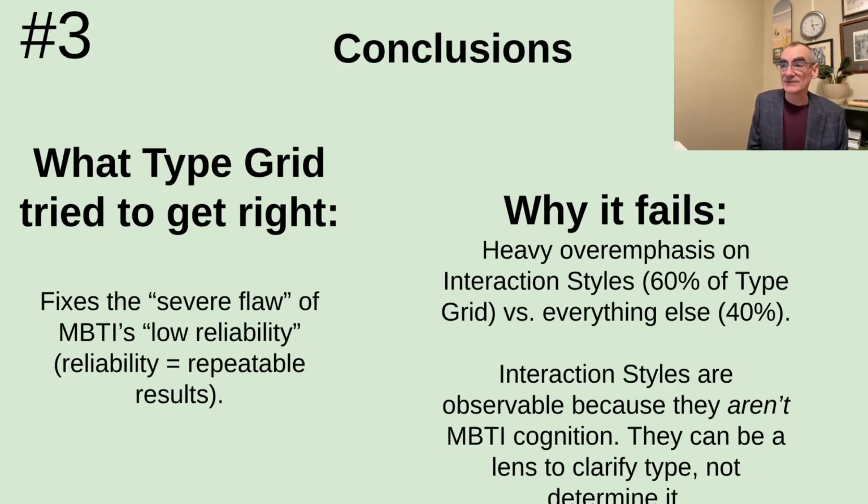What else did they try to do? Well, they aimed for consistency in results, and that's also a really cool thing to do, which they did through interaction styles, which is not MBTI. That's a really nice way for people to determine their type through interaction style, but it's not the MBTI type, and it's not Jungian cognitive functions.